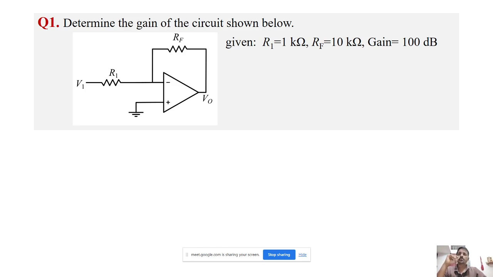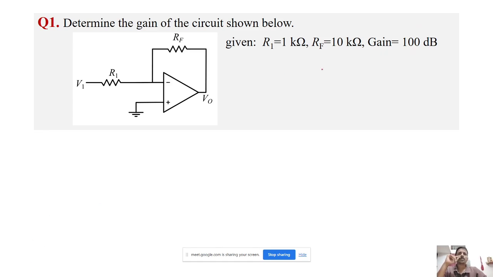The first question is to determine the gain of the circuit shown below. It is given that the resistance R1 is 1 kilo ohm, RF is 10 kilo ohm, and the gain is 100 dB. So this is the circuit. We were dealing with the non-idealities, right? So from here itself we can say it is non-ideal. See, the gain is 100 dB. Usually for an ideal op amp the gain will be infinity, right? So here the gain is 100 dB, which means it's a non-ideal op amp.